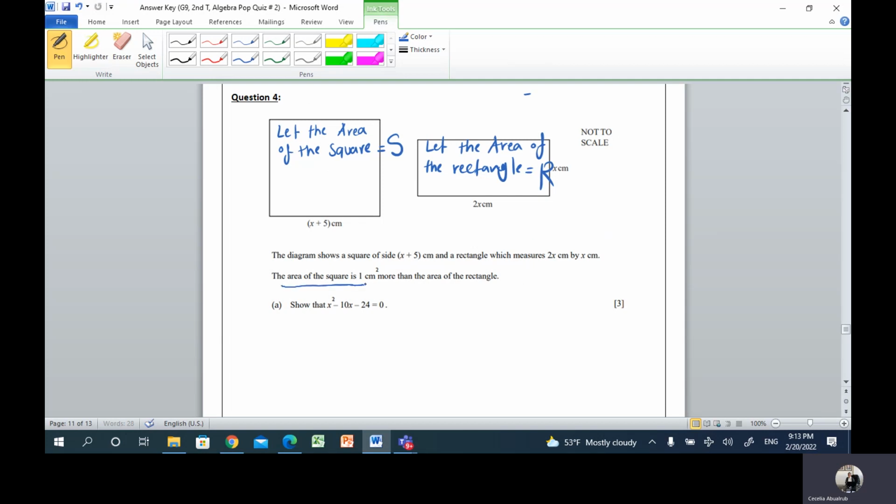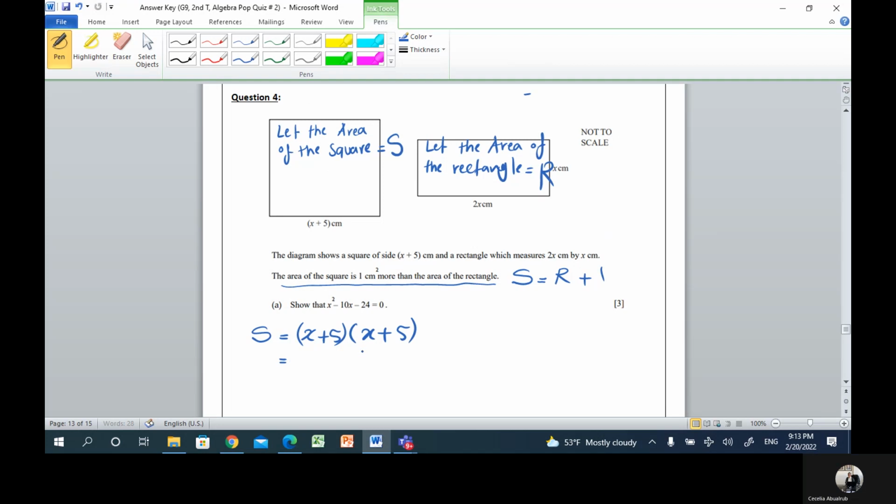The area of the square is 1 centimeter squared more than the area of the rectangle. So the area of the square is equal to the area of the rectangle plus 1. Okay, let's find the area of the square. The area of the square is x plus 5 times x plus 5, right?